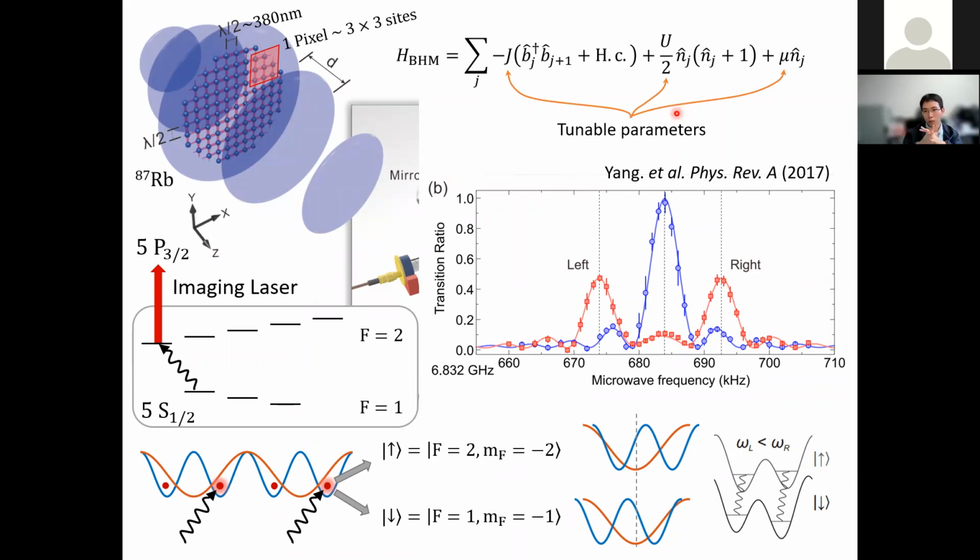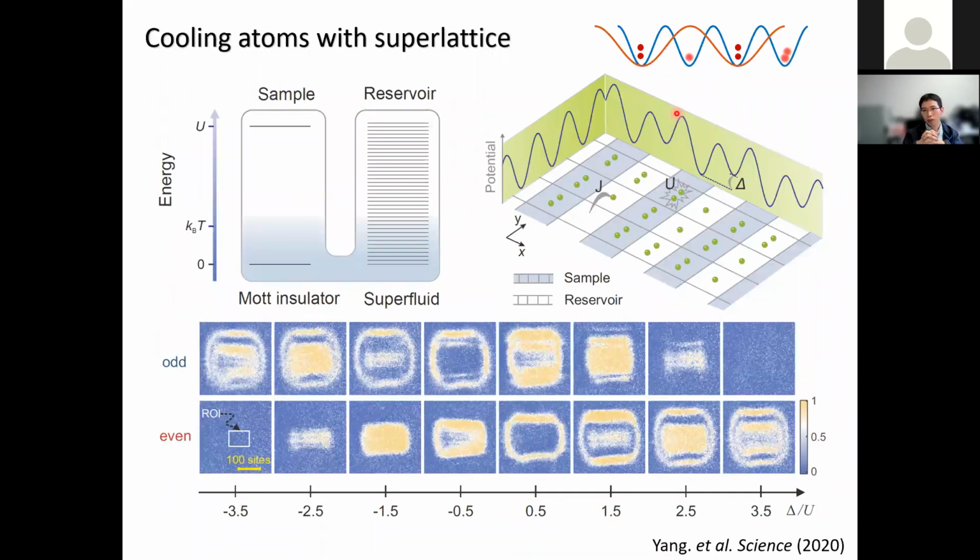Now, of course, when preparing the initial state, you want your filling rate to be as high as possible so that you can have very long chains as you do the simulation. So that requires the initial temperature to be as low as possible. And this is achieved by doing what we call staggered emergent cooling in the superlattice, which is by going to this staggered potential. And this results in a very different chemical potential between left and right sides.